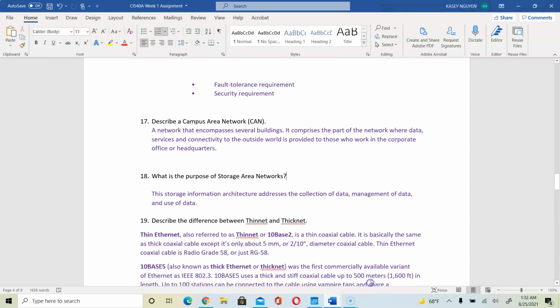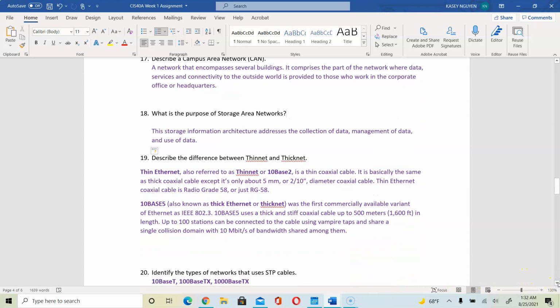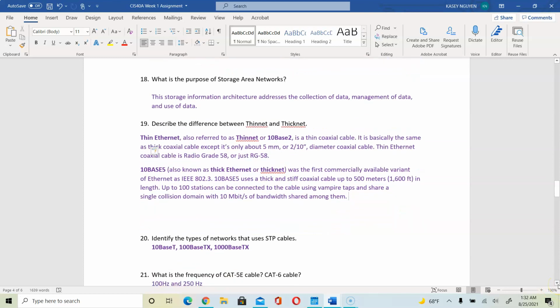So to answer our question in our assignment, for number 19, you can refer to thin net and thick net in the coaxial section, and you can include that for your answer. You can summarize that. For number 20, it asks you to identify the types of network that uses STP cable. So that will be 10BaseT, 100BaseTX, and 1000BaseTX.